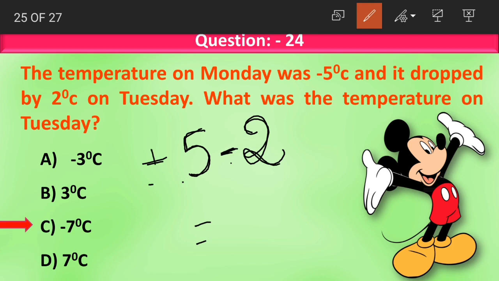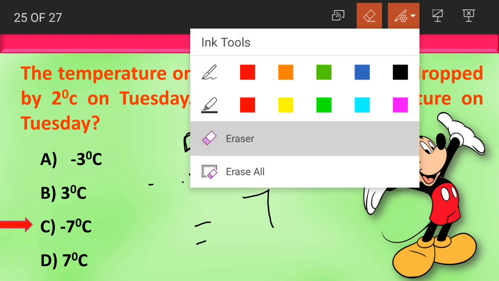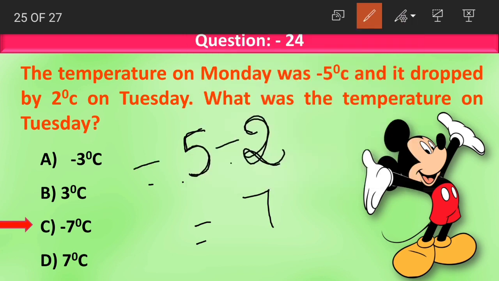Both the signs are same. If it was plus 5 and plus 2, what would you have done? You would have added both the numbers. As both the signs are same, we are adding. 5 plus 2 is 7. But here we are not having plus 5 and plus 2. We are having minus 5 and minus 2. Both the signs are same, we add the numbers. 5 plus 2 is equal to 7. Now 5 is the higher absolute value number. It is having a negative sign. So the answer will also have a negative sign.